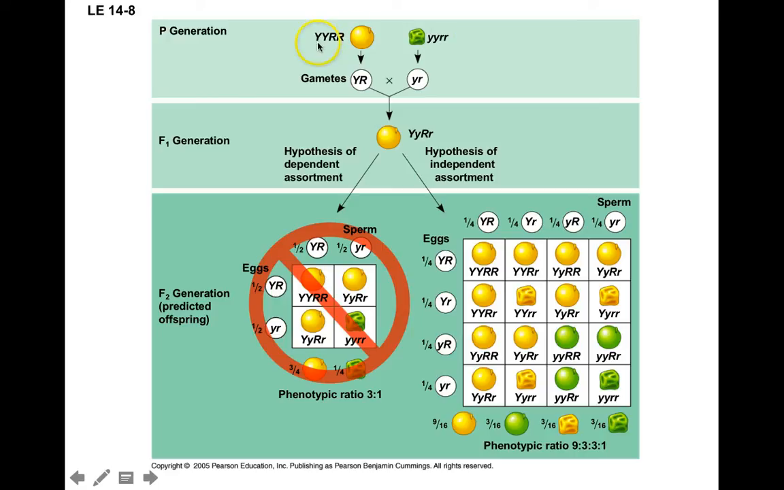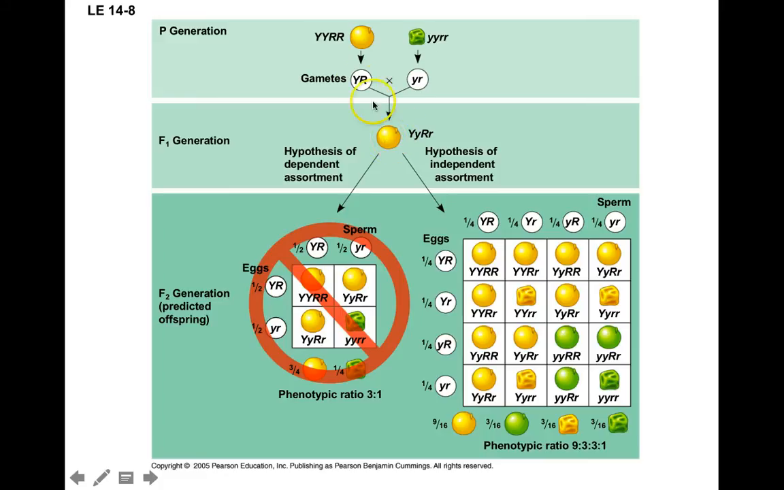When the alleles separate, big Y separates and big R separates, then one allele from each character is passed on to a gamete. So one big Y and one big R are given through the gamete, one little y and one little r are given through the gamete. When the gametes fertilize, they form a zygote. The zygote will undergo many cell divisions and form an embryo, which is nothing but a seed.